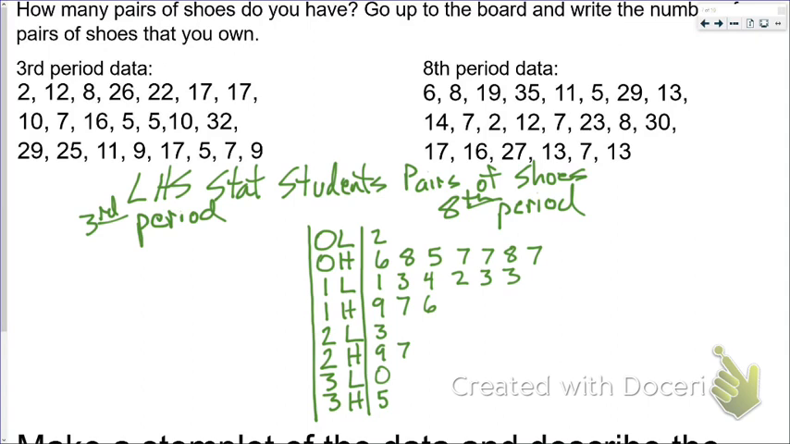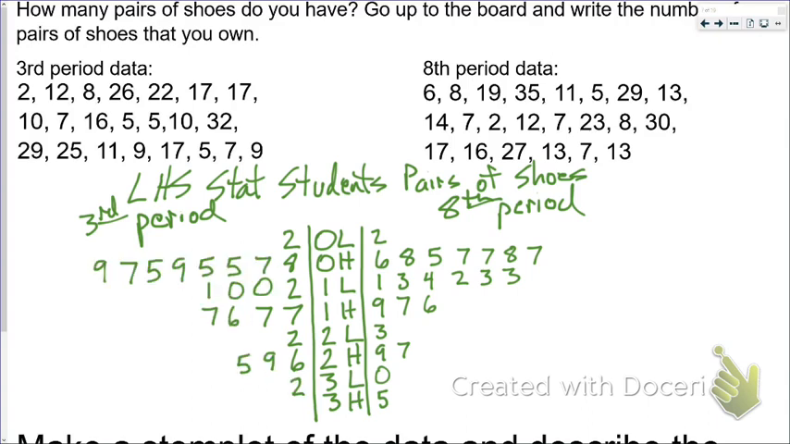All right, so there's a stem plot for eighth period's data. And now I'm going to make one for third period going the opposite direction. So for that first value, I'm going to write a 2 right here. Then I'm going to write a 2 for the 12 right there. An 8, a 6, a 2, and then we have 2 7s for the 2 17s. And I think you get the idea, so I'm going to hit pause again. All right, so there's our comparative stem plot.